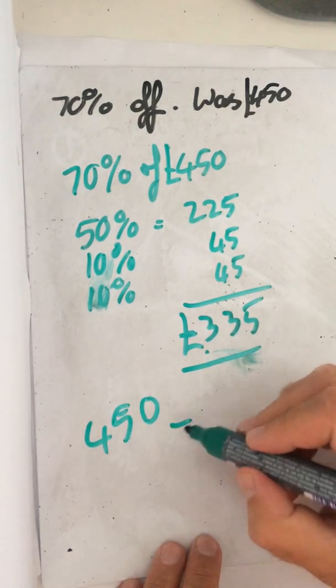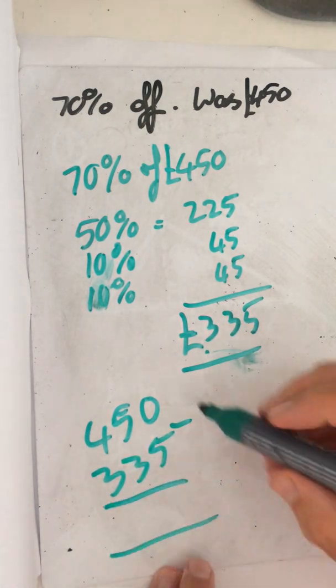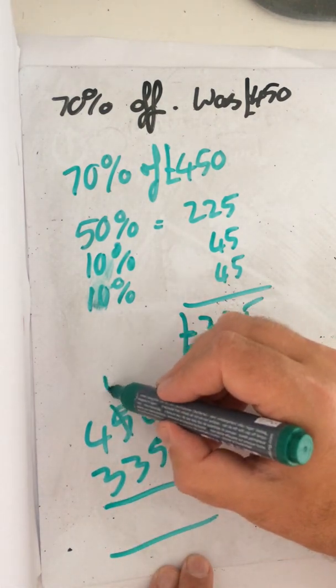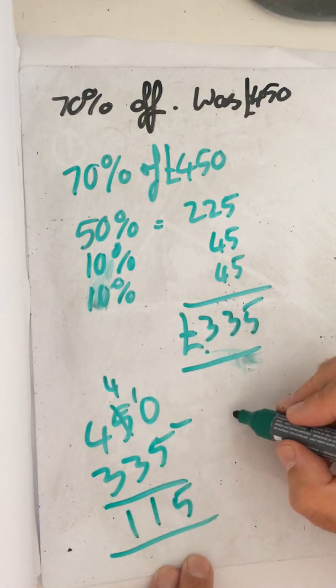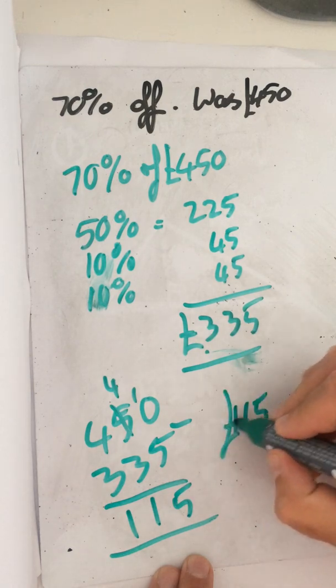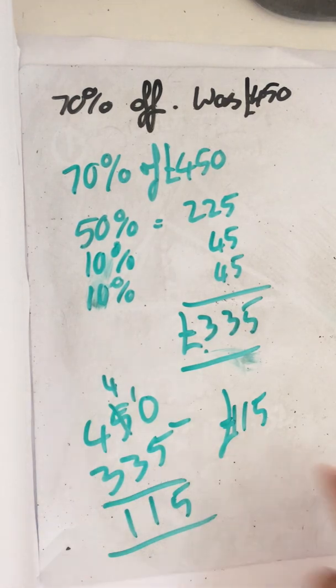That's how much you get off. You get 70% off, so you get £335 off. Okay, and that gives me, let's have a look, £115. £115 is the new price.